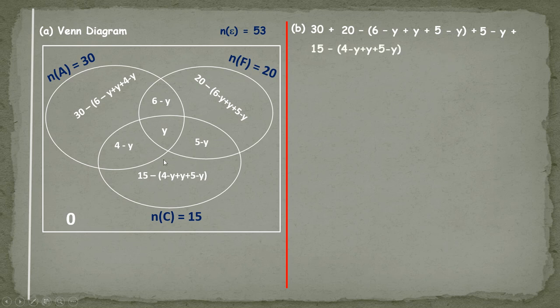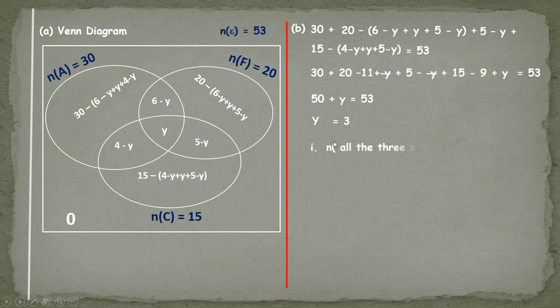Add this part here. It should give us 53. So once we simplify that, we shall get the value of y as 3. Simplifying here should not be a problem. You can start by simplifying what is in the brackets, then proceed to open the brackets. We shall end up with y as 3. So having got y as 3, we now go back to the question.